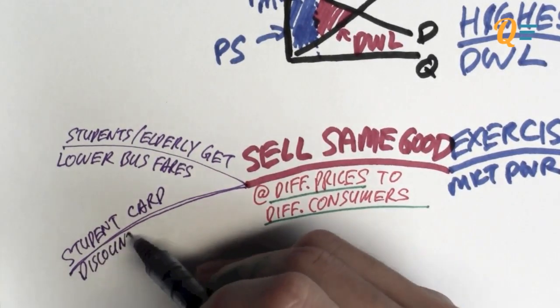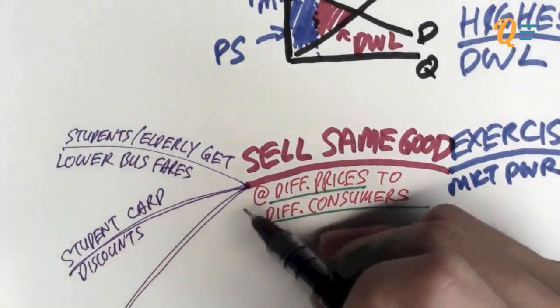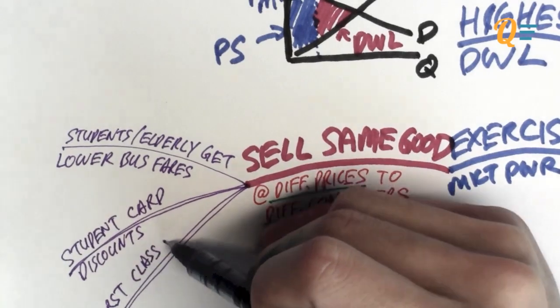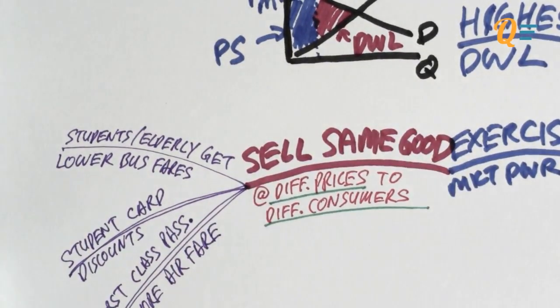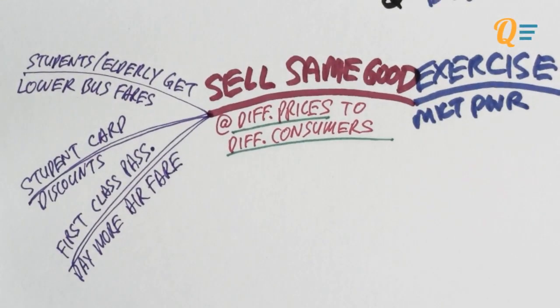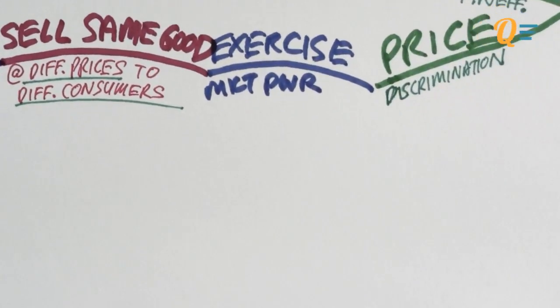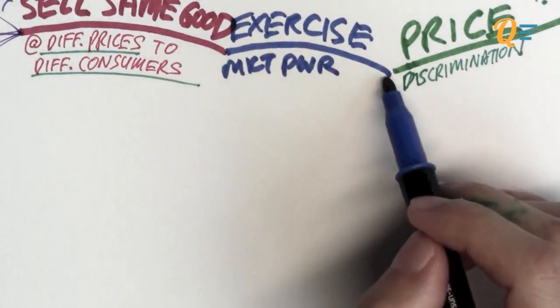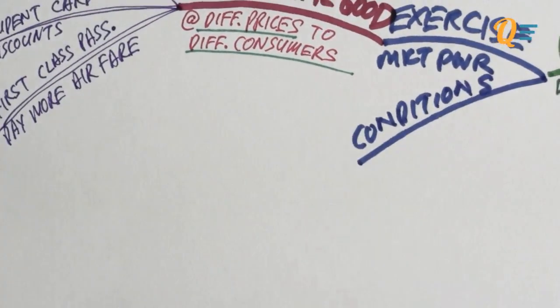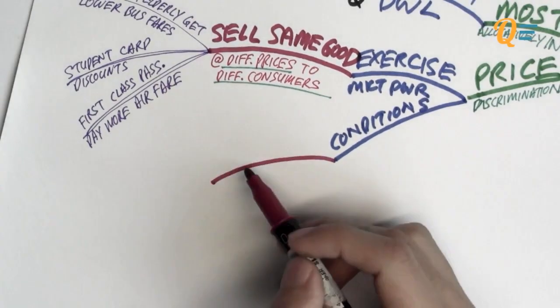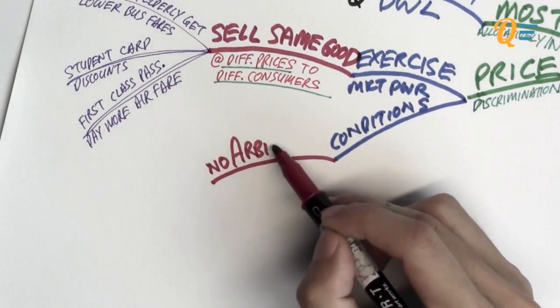A second example could be student card discounts. And another example would be first class passengers that have to pay more for airfare. Well, if you think about it, traveling from one place to another is still the same good. And I don't think it's that expensive to actually serve first class. So it is essentially charging them much more for that same good. But it is not all the time that the monopolist can price discriminate. So let's take a look at the conditions that are necessary for the monopoly to do just that.